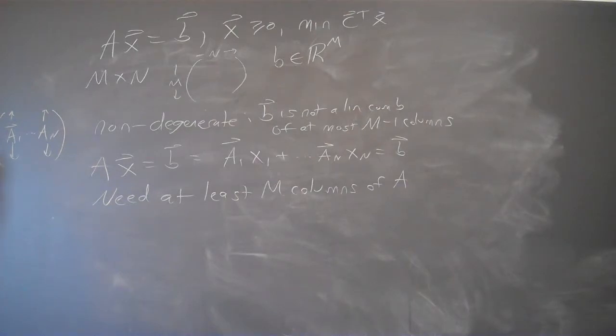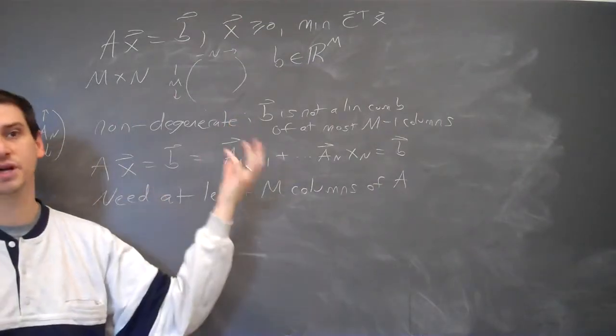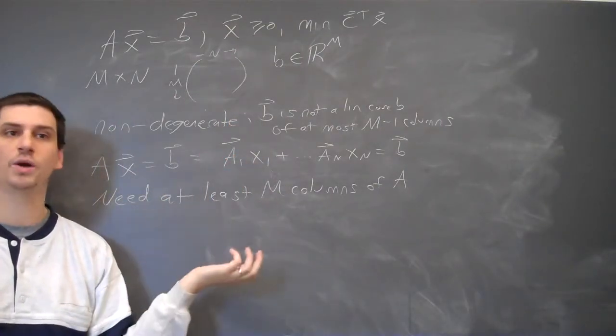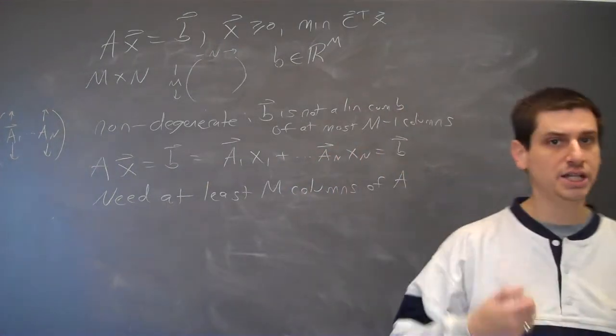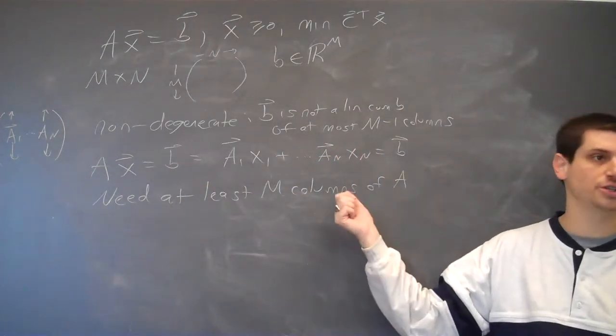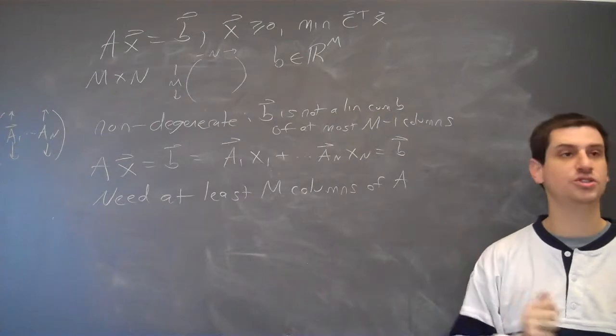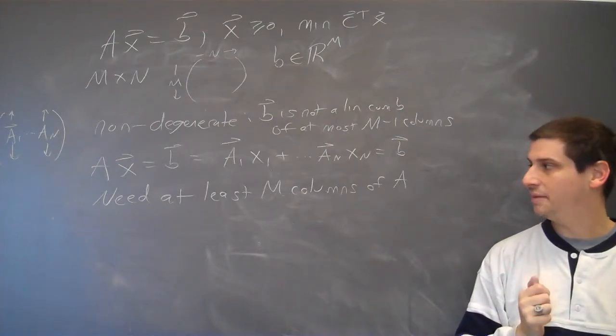Is it possible to do it with more? Sure. I could take two different solutions and multiply the first one by 1/2 and the second one by 1/2. Or the first one by 1/3 and the second one by 2/3. Linear combinations of solutions are solutions. But there will always be a solution with exactly m columns.